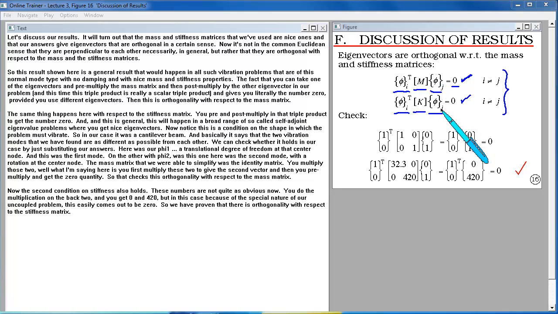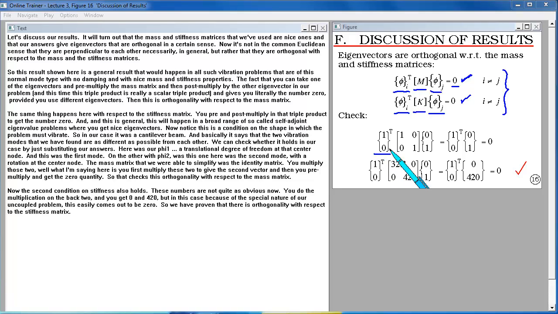Now notice this is a condition on the shape in which the problem must vibrate. So in our case it was a cantilever beam. And basically it says that the two vibration modes that we have found are as different as possible from each other. We can check whether it holds in our case by just substituting our answers.